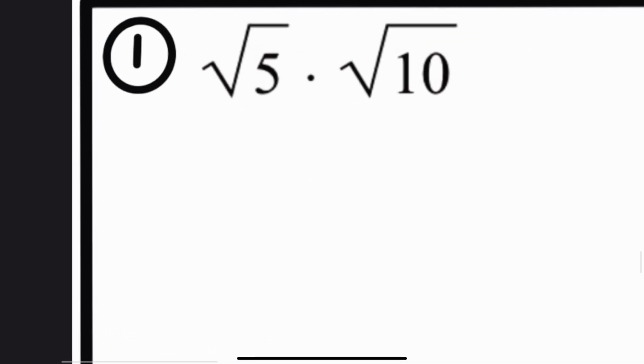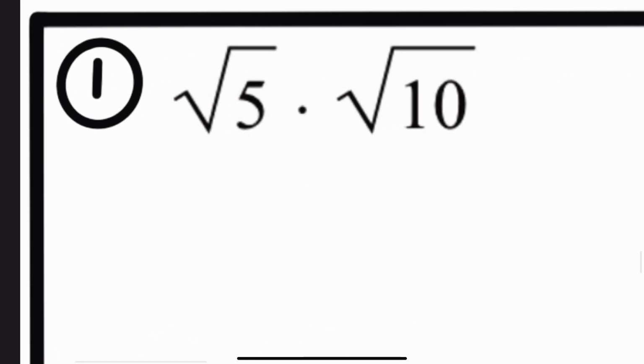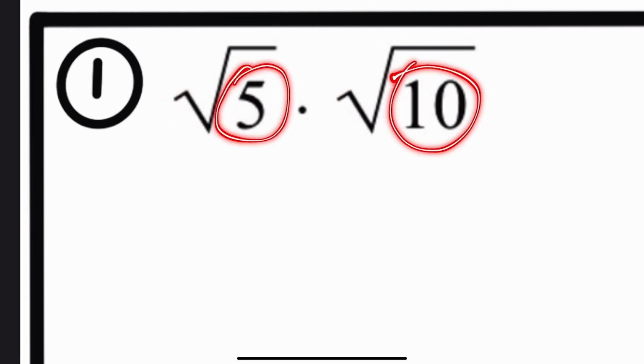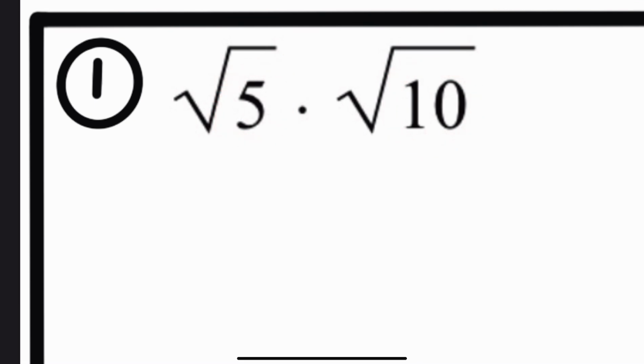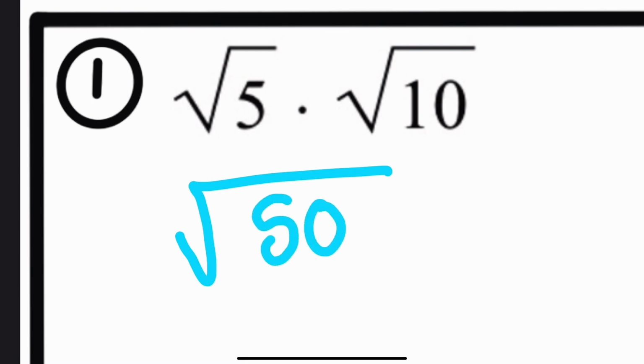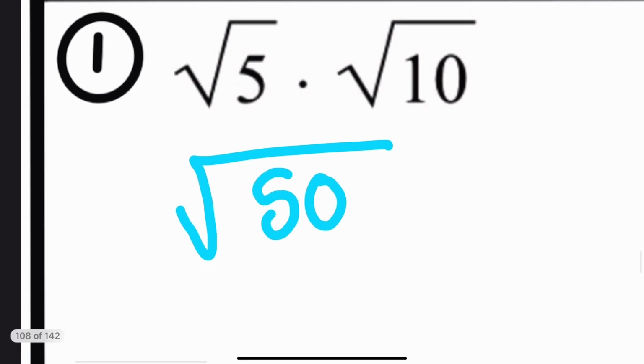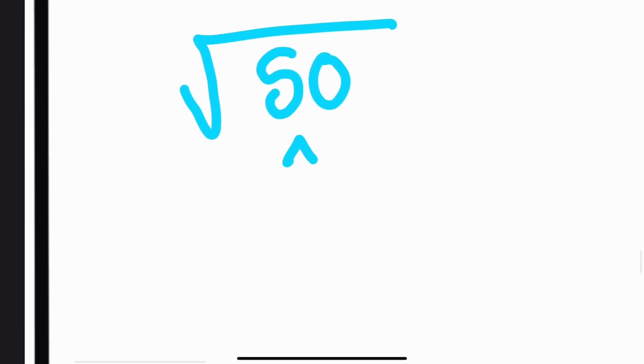So let's take a look at number 1. I'm looking at this, I'm seeing I don't have any outside numbers over here, but I do have some inside numbers. I have 5 and 10. So I'm just going to multiply those together, and I'm going to make sure that they stay inside. I know 5 times 10 is going to be 50, and that's what we got. So that was step number 1. Step number 2, we need to find our factors and see if we could take anything out of this.